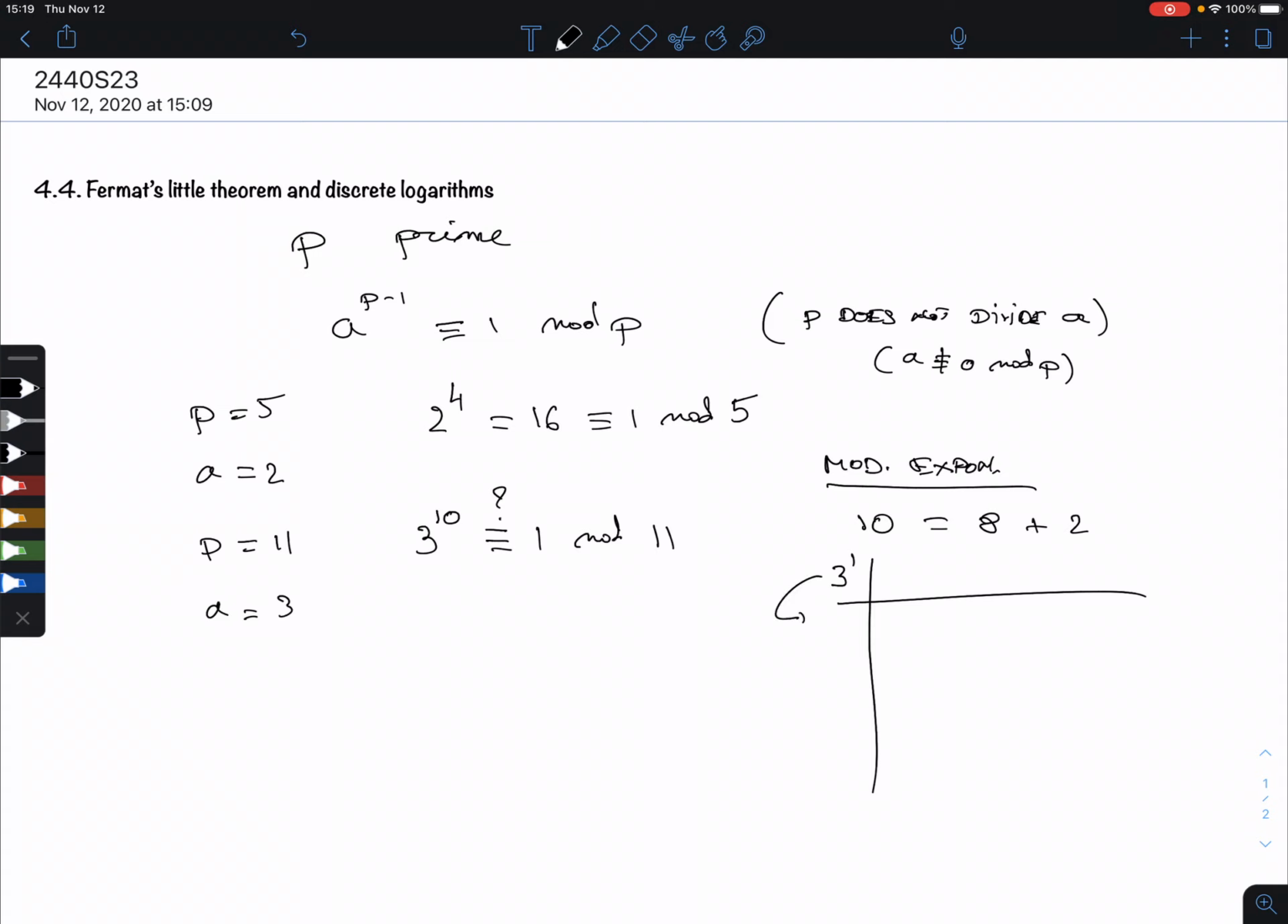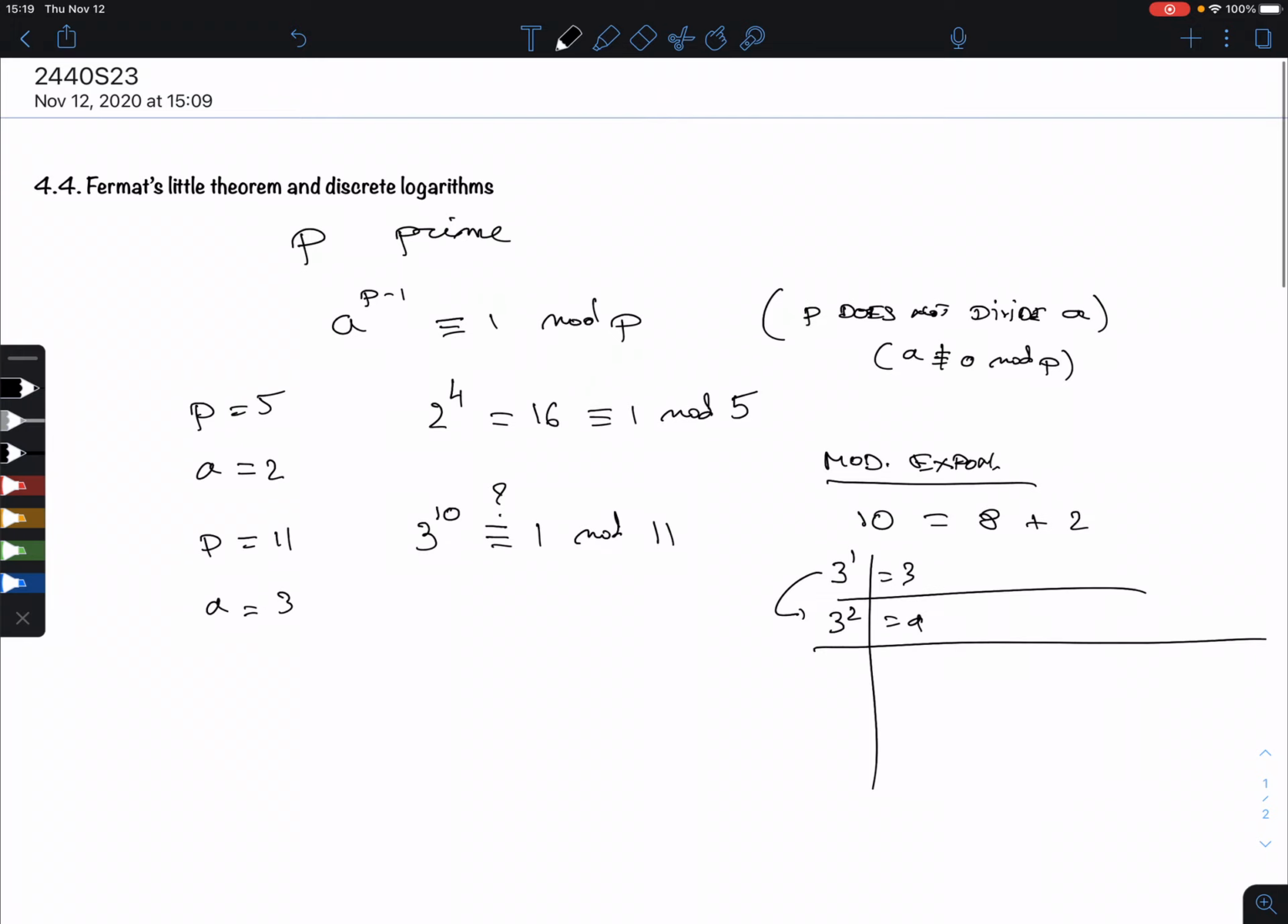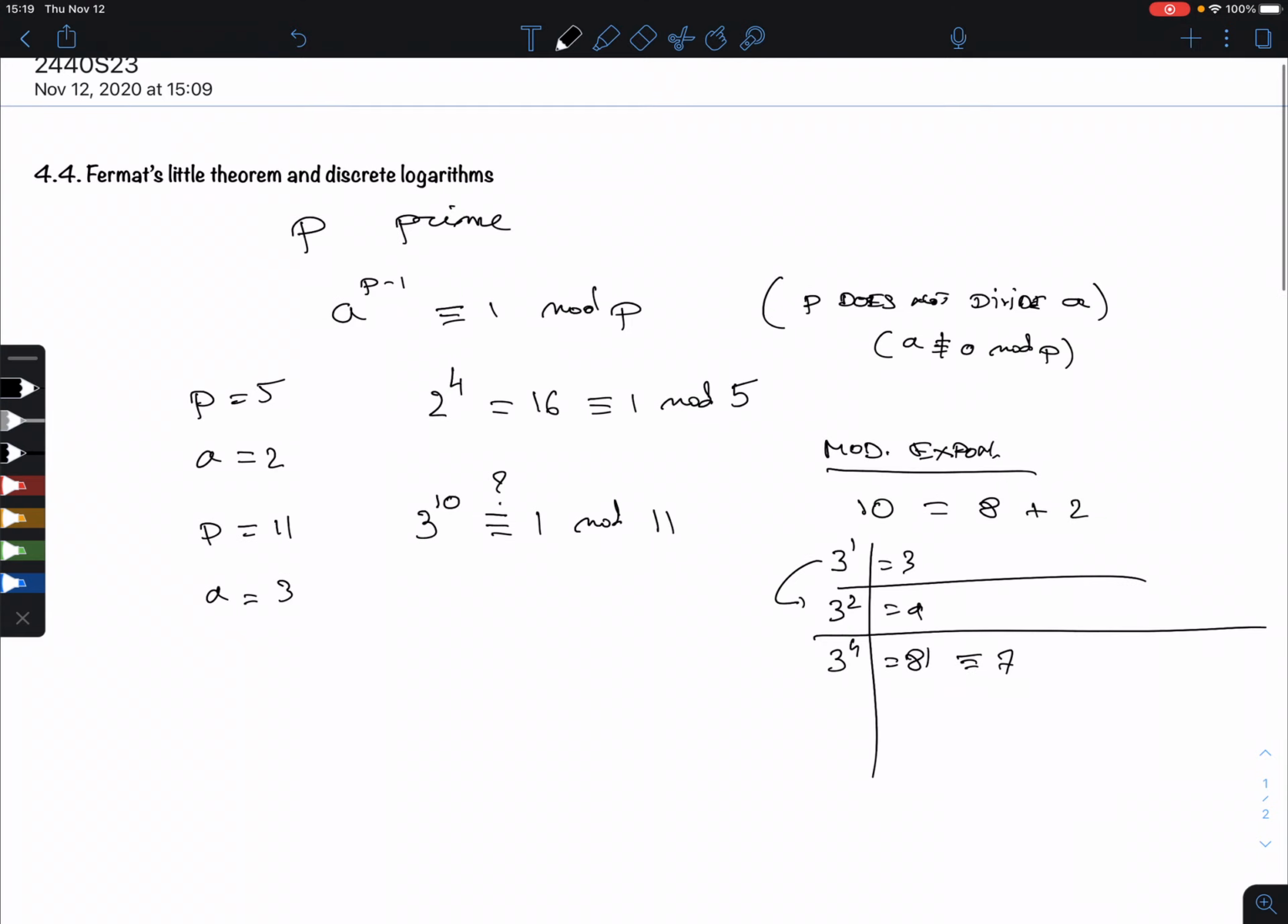And then you start with 3 to the power 1, and you keep taking squares. So you square this, and it becomes 3 to the power 2, which is 9, which is still below 11, so we don't have to reduce it. Then we square again, so we get 3 to the power 4, that is 81, 9 squared. What is that mod 11? So mod 11, this is the same as 77 plus 4, so this is 4 mod 11.